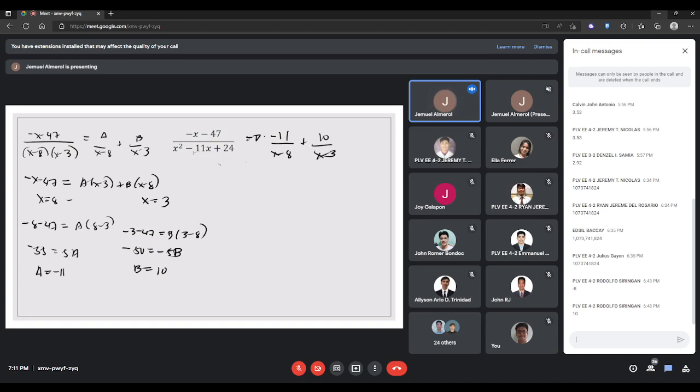O diba, sa dami ng sinolve natin, sigurado ako malaki. Mabilis na kayo mag-solve ng partial fractions.